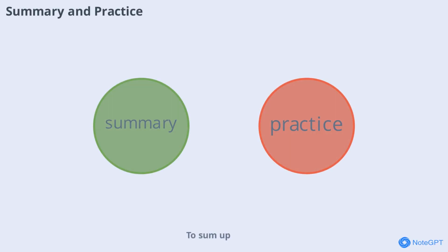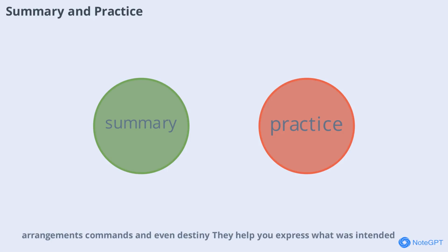To sum up, was to and were to are powerful tools for talking about past plans, arrangements, commands, and even destiny. They help you express what was intended, whether or not it happened. Practice using these forms in your own sentences to become more confident and clear when talking about the past. Remember, context is key to showing whether the plan was fulfilled or not. Keep practicing, and soon you'll use these structures naturally in both writing and speaking.